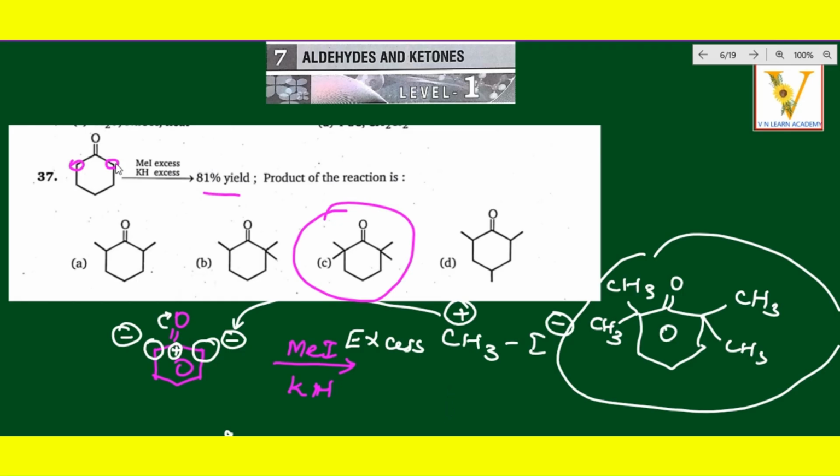So here acidic hydrogen is available. Instead of the acidic hydrogen you are going to place a methyl group. However many acidic hydrogens are there, that many methyl groups will be added, because they mentioned excess, right? I hope you got the clarity. Come on, let's go to the next question.